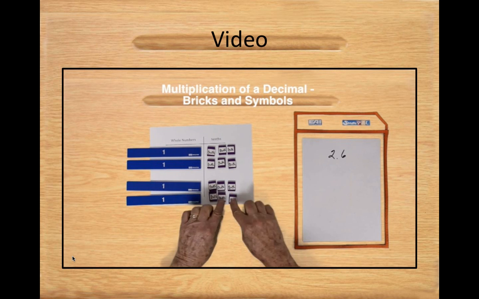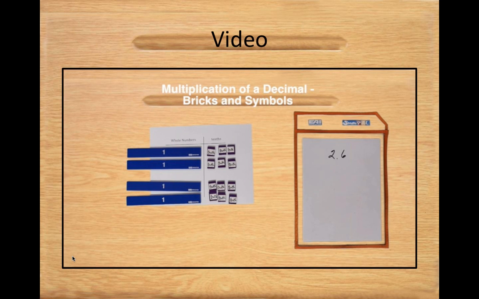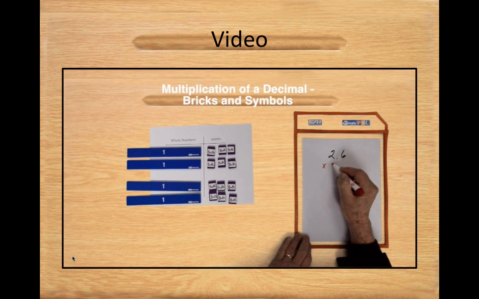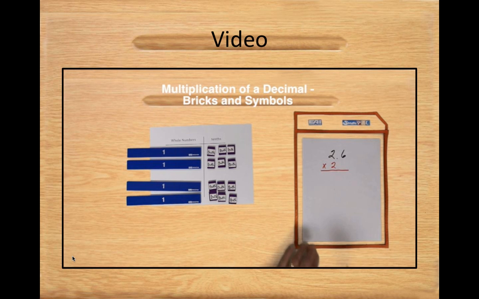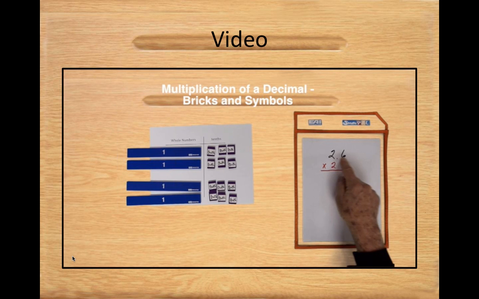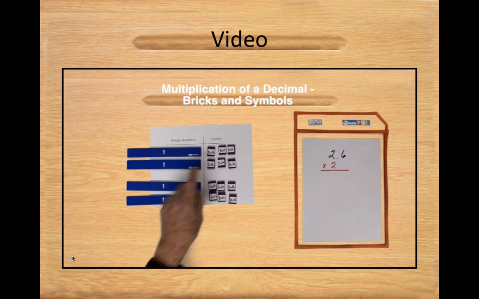And to show that, I'm going to write that in red. So the 2 and 6 tenths is shown here. The fact that we have 2 sets of 2 and 6 tenths, I'm showing by writing the numeral 2 in red when I'm recording it. Now let's do our work.